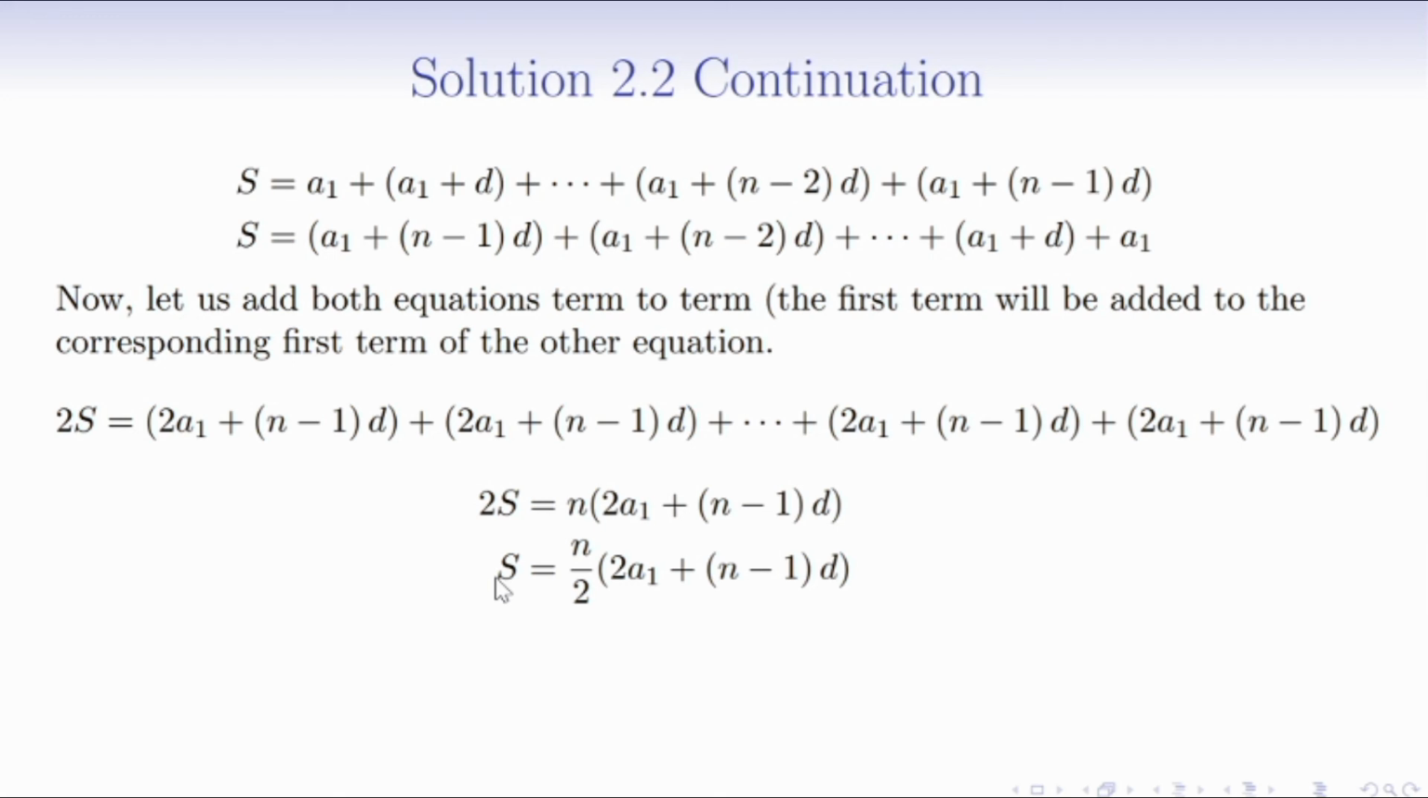If you separate 2a sub 1 into a sub 1 plus a sub 1, you can notice that a sub 1 plus n minus 1 times d is another a sub n. That leads us to the formula that Kevin presented earlier, the same formula as before. That is how we formalize the derivation of the formula for the sum of an arithmetic sequence.